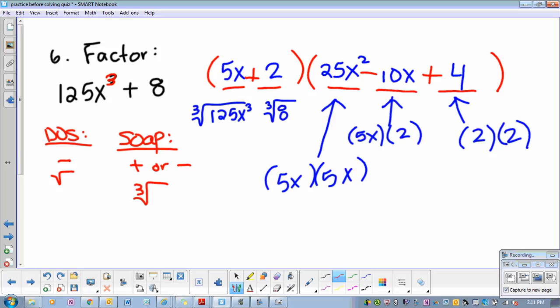Good? Yeah? So I'll put up the homework answers, and I'll answer any questions on the homework. But basically, this is what your quiz looks like. This is a nice review for your quiz.